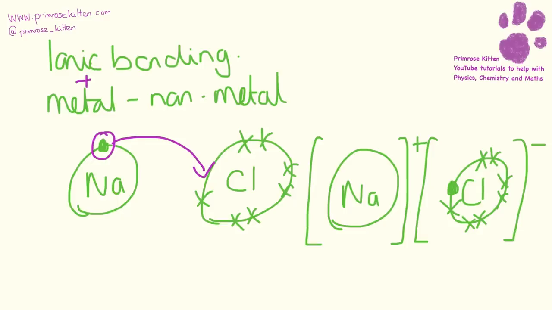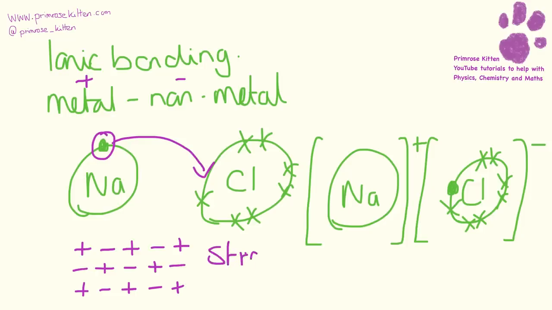Metals are going to form positive ions and non-metals are going to form negative ions. And between these positive and these negative ions, they are going to build up this massive lattice, and there are going to be really, really strong bonds in between them. There are very, very strong attractions.